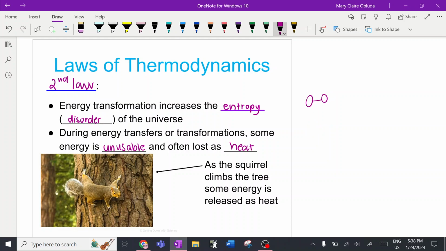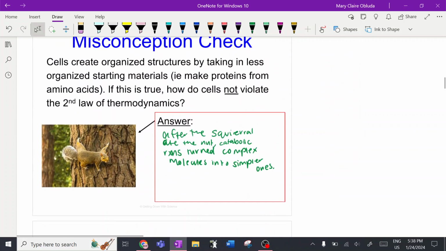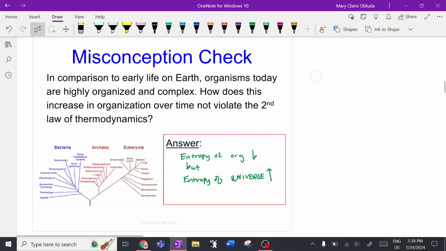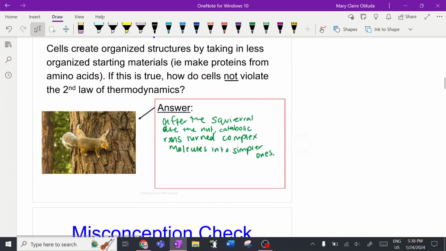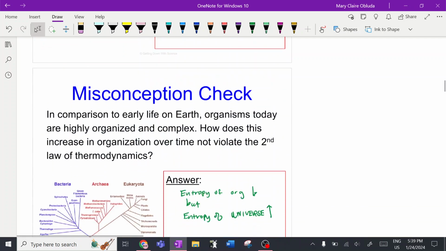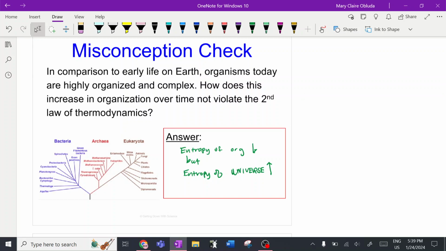So we're taking these and making them something like this. How is that not violating that it should be making it more disordered? However, after the squirrel ate the nut, catabolic reactions turn the complex molecules into simpler ones. So we're breaking them back down into simpler molecules again. So also we can think, look how complex this is.